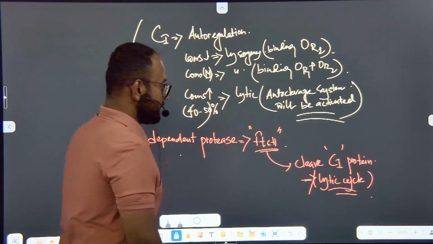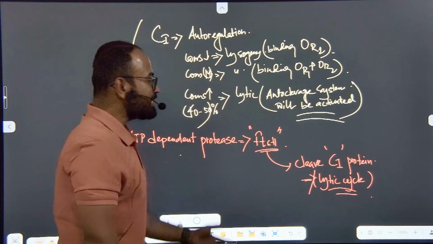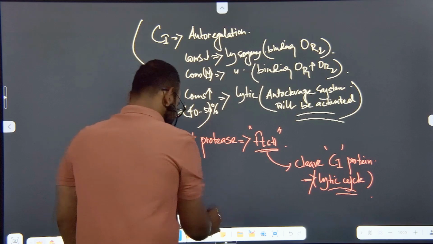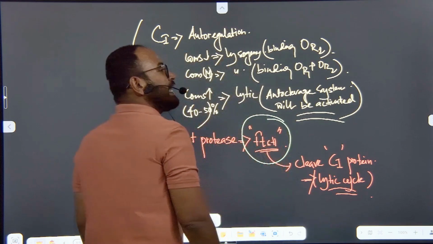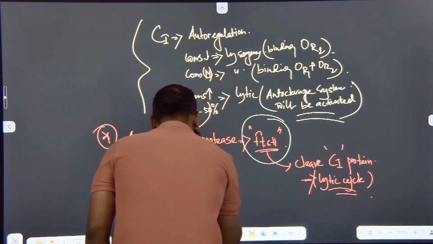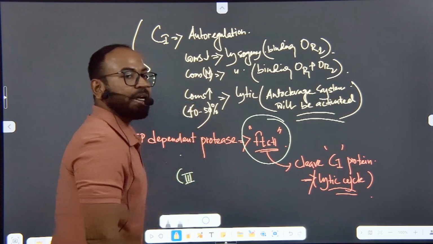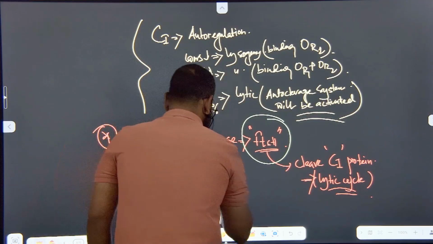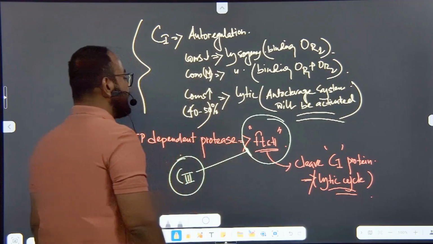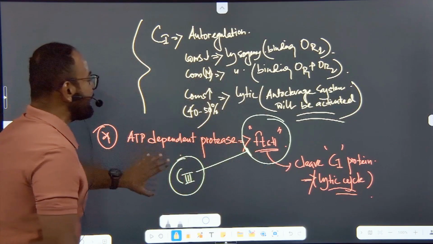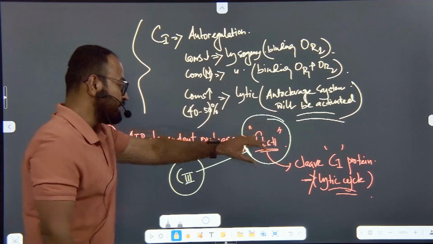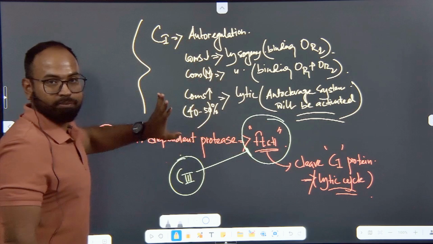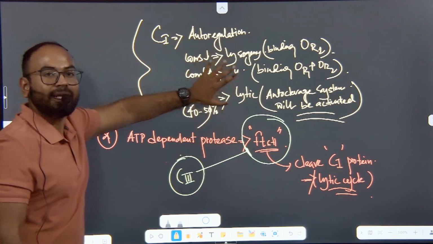The problem is, this FTSH, which is an ATP dependent protease, can also be inhibited. This FTSH can also be inhibited by what? By another lysogeny initiating protein, C3. C3 can hinder the activity of FTSH. So C1 can autoregulate itself based upon its concentration within the bacterial cell.